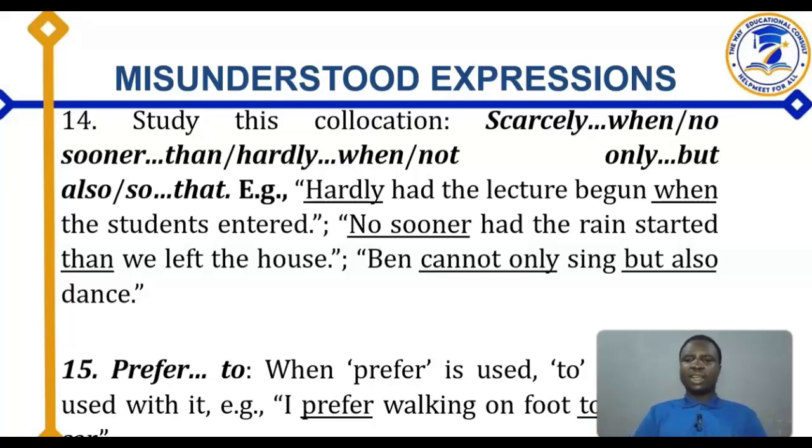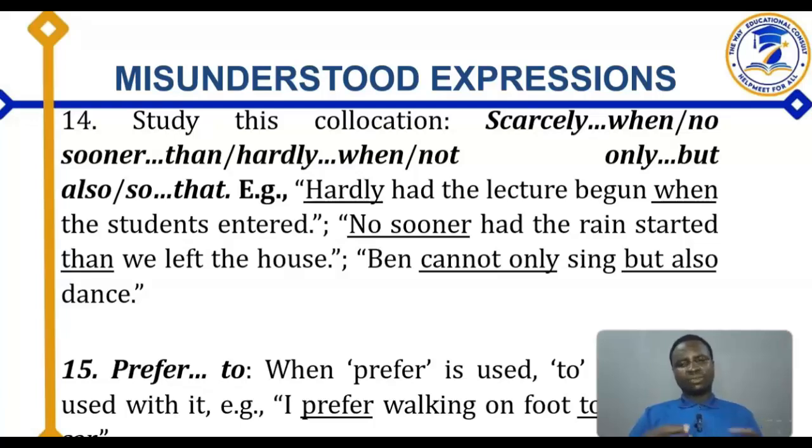Scarcely had the lecture begun when the students entered the class. Do you see? Scarcely and what? When. No sooner had the rain started than we left the house. Don't pick that. That looks more acceptable within our local context. But the correct expression there is than we left the house. Ben can not only sing, but also dance. Those are the expressions. Please take note of those collocations as you have that.